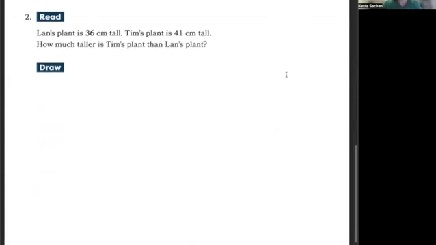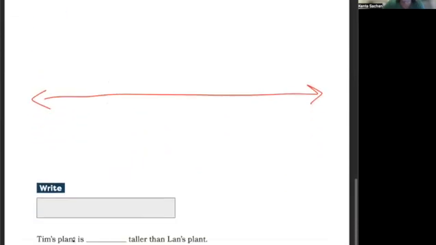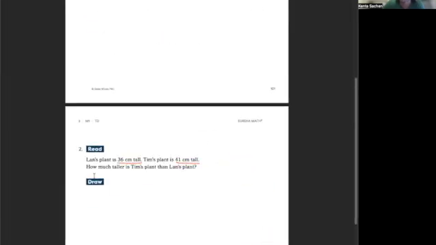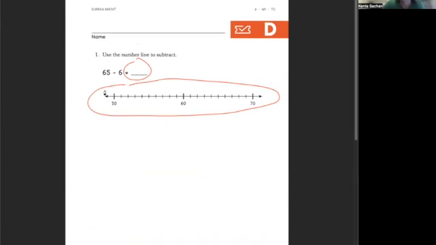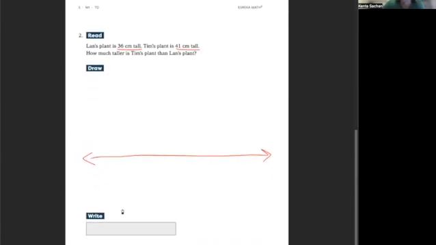And then on the back, we got a problem just like we've been working on yesterday and today, right? Where we have Land's plant that's 36 centimeters tall, and Tim's plant that's 41 centimeters tall. And you're going to compare the two. So you can draw your rectangles and also draw a number line, right? And do your subtraction problem just like that. Okay, so a little bit longer today, but make sure that you're doing both pages, right? And that you're drawing and you're writing your equation, your subtraction equation, and writing down your answer.